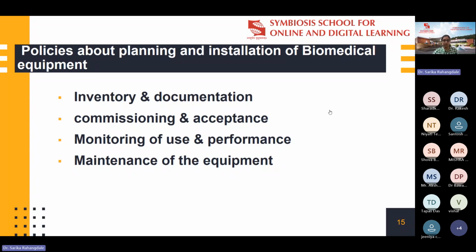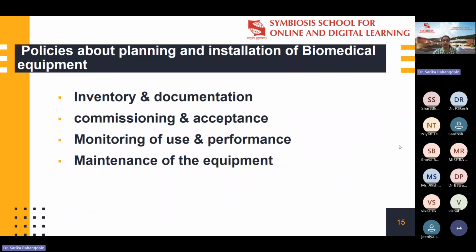I hope I am audible. Okay, so we were talking about policies about planning and installation of biomedical equipment. So there are different tasks which are to be performed at the hospital. Initially the inventory and the documentation. The inventory of medical equipment should be maintained at the department at the store level of the equipment. Also check for the maintenance contract and the insurance.